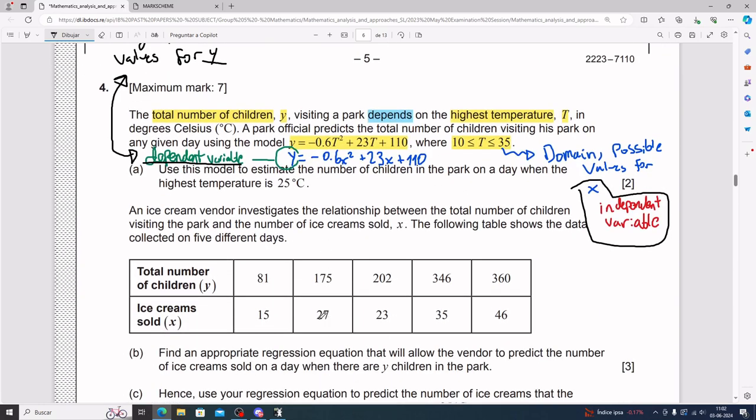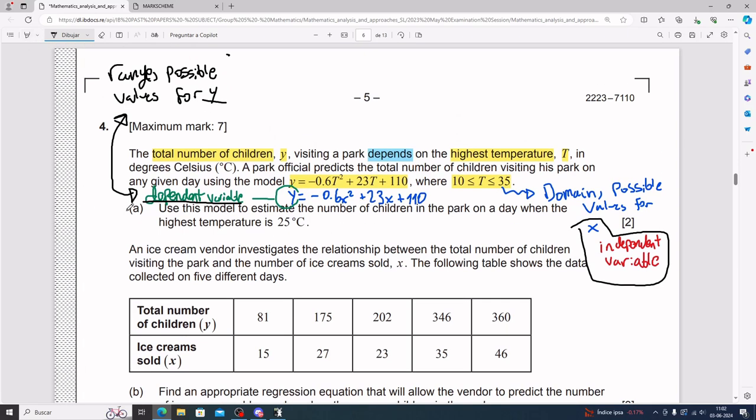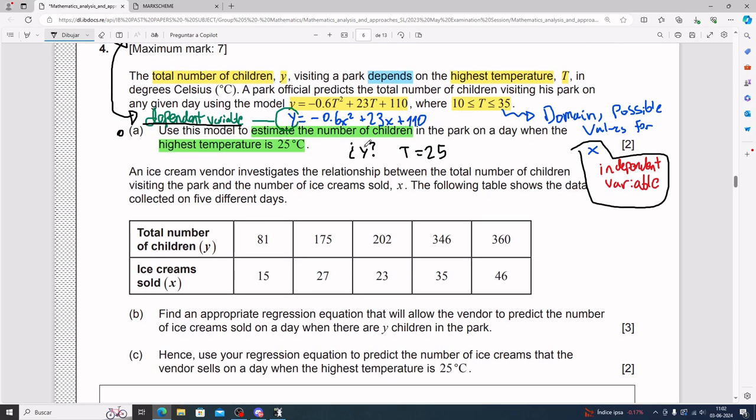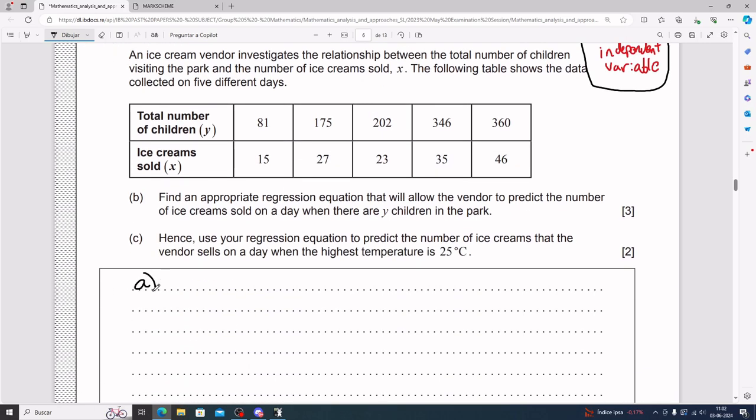Okay? So anyways, use this model to estimate the number of children in the park on a day where the highest temperature is 25 degrees. And so for part A, it's pretty straightforward. They are giving us the massive hint that we need to estimate the number of children, right? And so if we estimate the number of children, we're asking for what is y. And when they tell us that the highest temperature is 25 degrees, then they're also telling us that T equals 25. So basically, when T equals 25, what is y? That is what part A is asking us to do.